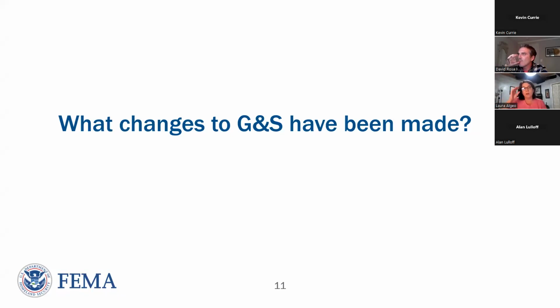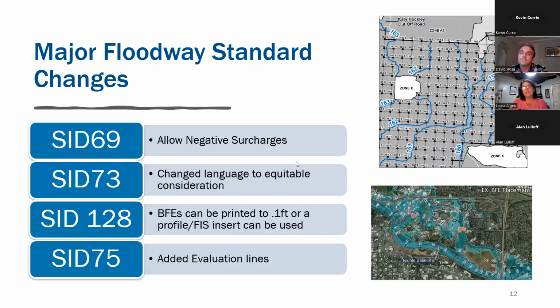So in order to be able to do all the really cool things that Dave just talked about with FFRD, there has to be that two-dimensional base. So the challenge space we live in is how do we implement our current program with the guidelines and standards that we have today, and also build for that future. So that's what led us to trying to make some of these guidance and standards changes.